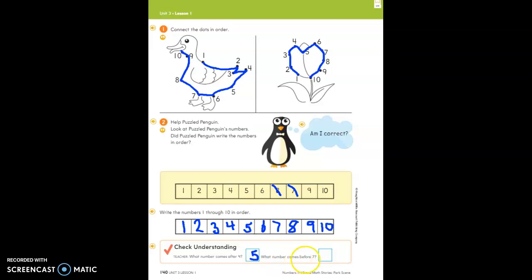What number comes before 7? I said before. What comes before 7? So look up here. What comes before means, oh, I have to count it first. Before I get to 7, and I count 6 comes before 7. Good job.